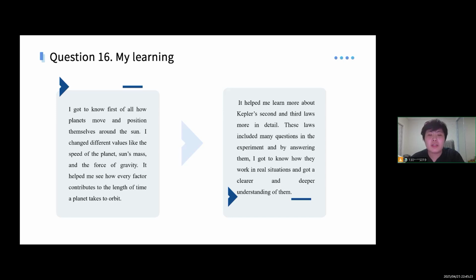Secondly, it helped me learn more about Kepler's second and third laws in more detail. These laws were involved in many questions in the experiment, and by answering them, I got to know how they work in real situations and got a clearer and deeper understanding of them.